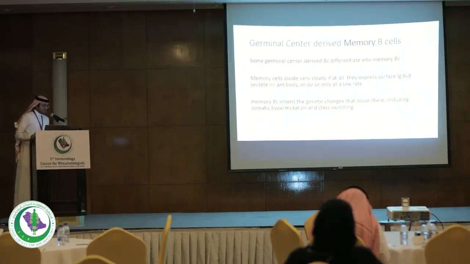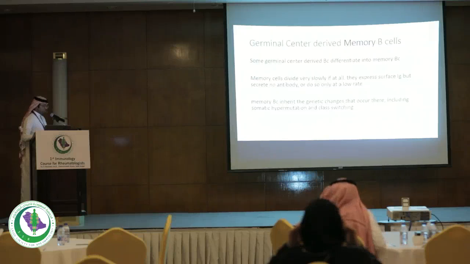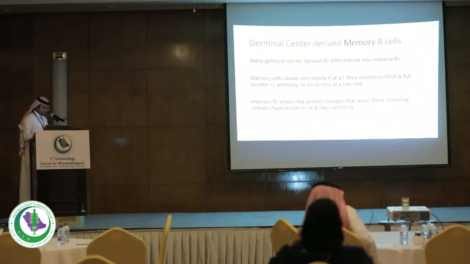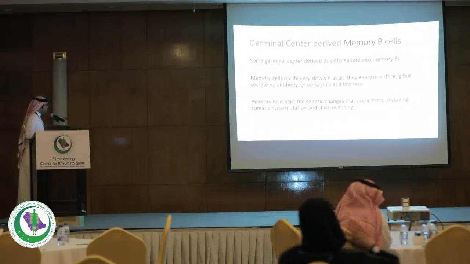The memory cells, on the other hand, divide very slowly compared to the plasma cells. They have a very long half-life. They remain in the circulation for a long time. Some of them actually go to the bone marrow as well, and they reside there. They slowly divide, and they produce no antibody, or maybe very minimal antibody. However, these memory cells are very important for the secondary immune response that was described yesterday.